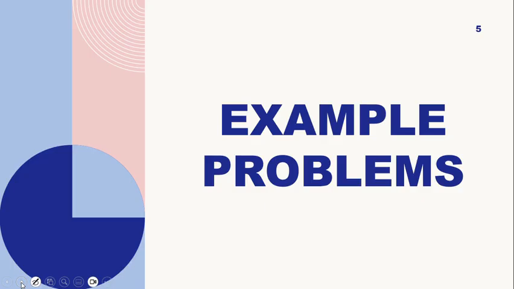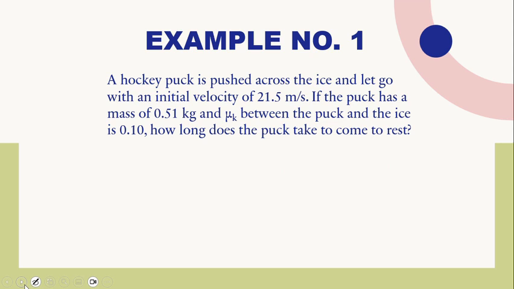Okay, time for some example problems. Example number 1. A hockey puck is pushed across the ice and let go with an initial velocity of 21.5 meters per second. If the puck has a mass of 0.51 kg and mu k between the puck and the ice is 0.10, how long does the puck take to come to rest?